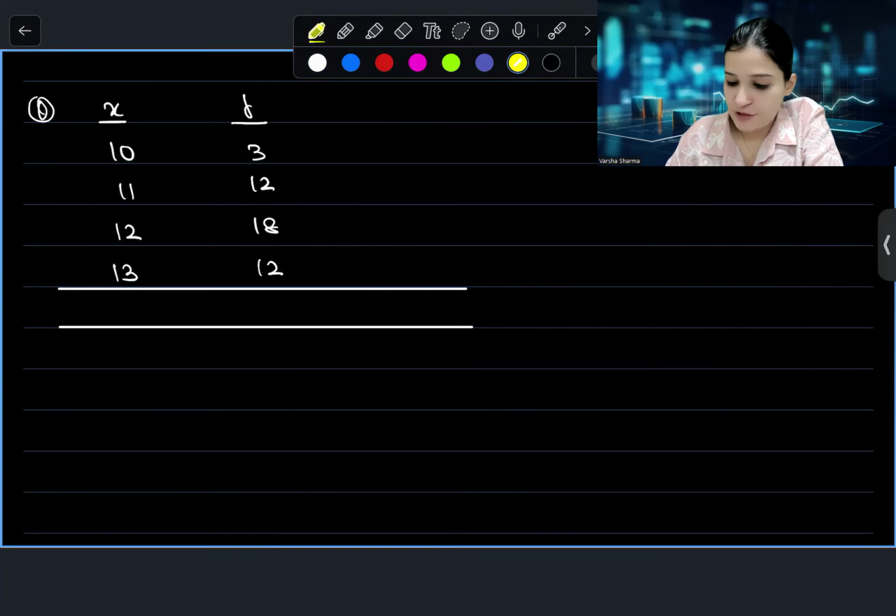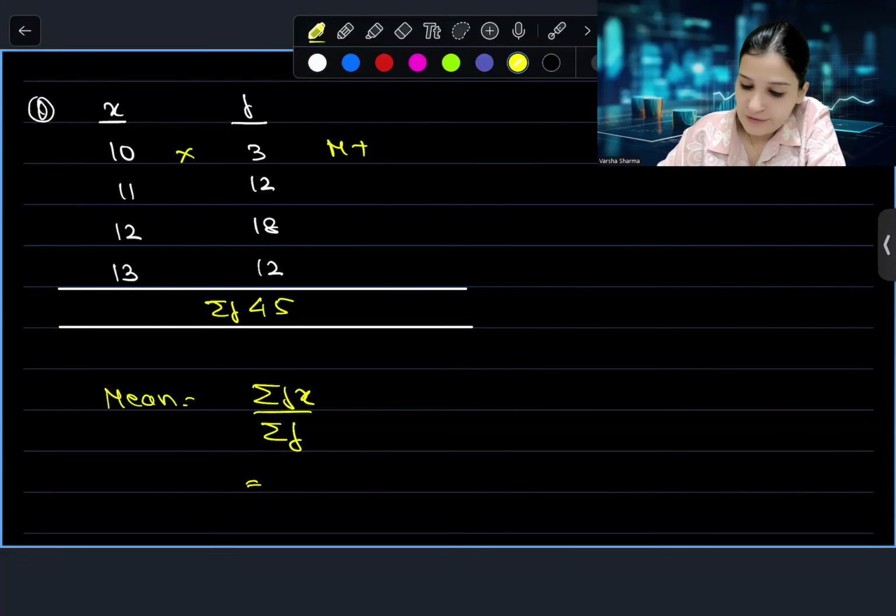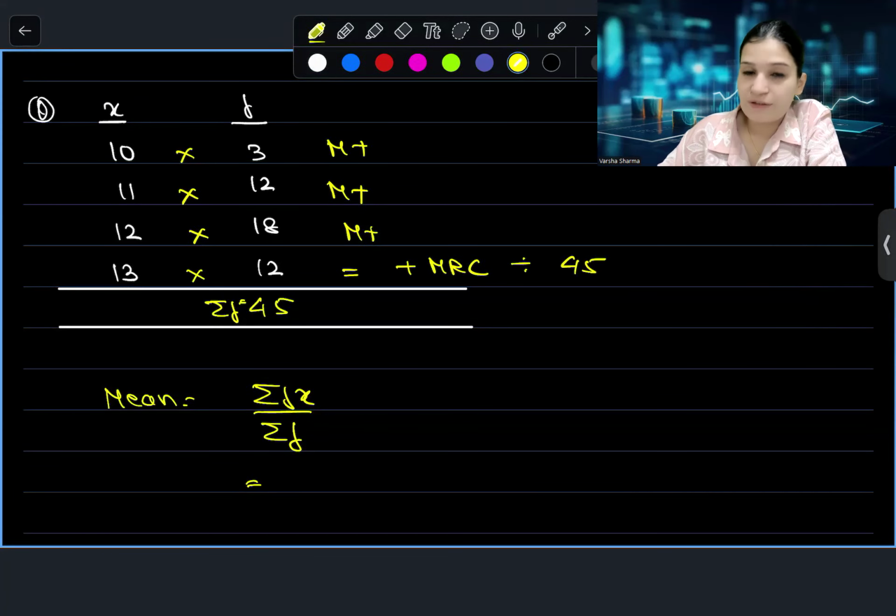What is the total frequency? 45, summation f. So mean will be summation fx by summation f. 10 into 3 M plus 11 into 12 M plus 12 into 18 M plus 13 into 12 equal plus MRC, divided by the total frequency 45. 11.86.